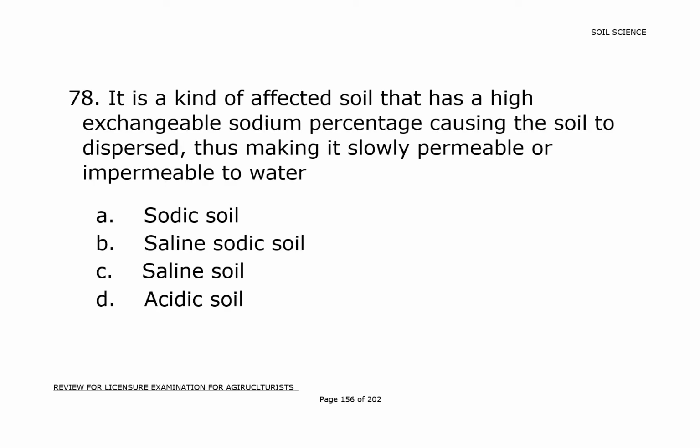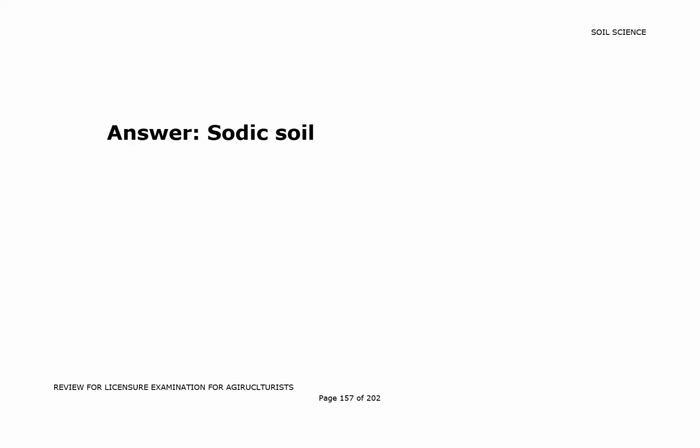Number 78. It is a kind of affected soil that has a high exchangeable sodium percentage, causing the soil to disperse, thus making it slowly permeable or impermeable to water. A. Sodic soil. B. Saline sodic soil. C. Saline soil. Or D. Acidic soil. The answer is sodic soil.